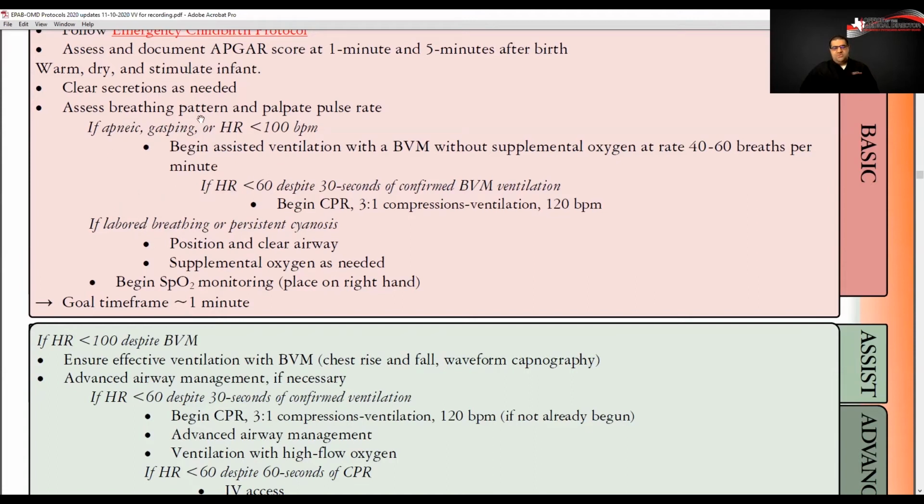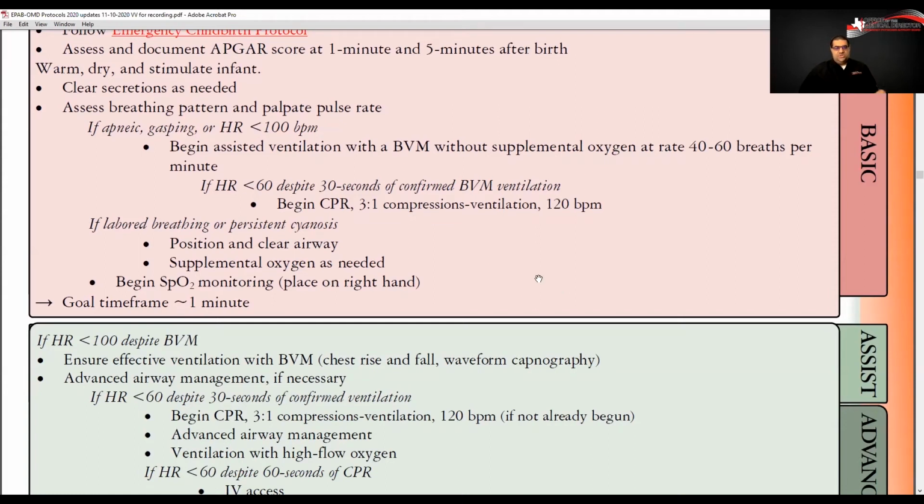When you assess the breathing pattern and palpate the pulse, if it's labored or there's persistent cyanosis, but they're not apneic or gasping and they have a normal heart rate, then simply position and clear their airway. You can provide a little bit of supplemental oxygenation as needed, but you don't need to start bagging them just because they're blue or if they look like they have a little bit of labored breathing. You can place them on a pulse ox. Remember, go on the right hand, so you're getting a pre-ductal SpO2, before it starts mixing with deoxygenated blood.